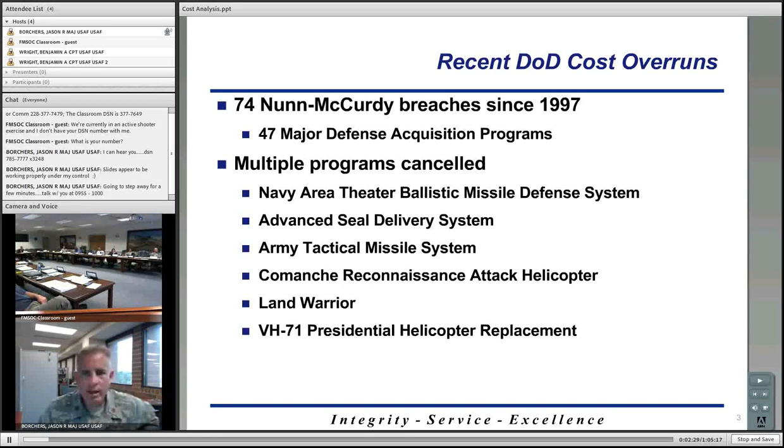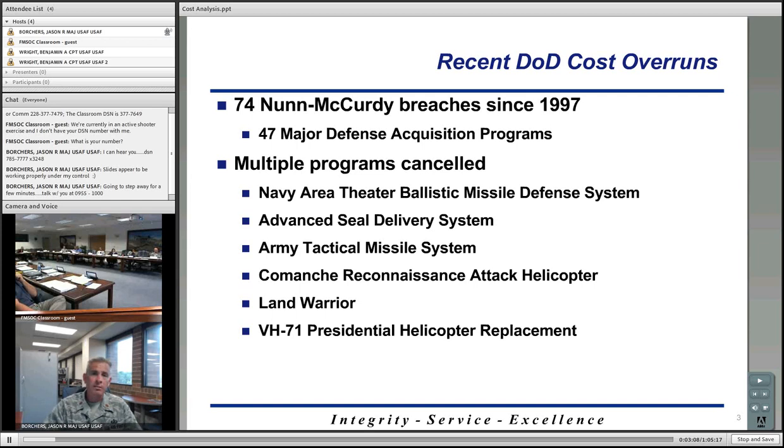So in the past 17 years or so, there have been roughly 74 Nunn-McCurdy breaches, so since 1997, including 47 major defense acquisition programs. If you're not familiar with what a Nunn-McCurdy breach is, it's essentially a breach either of schedule or cost within a program. And just looking at some of the guidelines, it measures your current situation against your current baseline of the program, and it also looks at your current situation compared to the original baseline of the program.